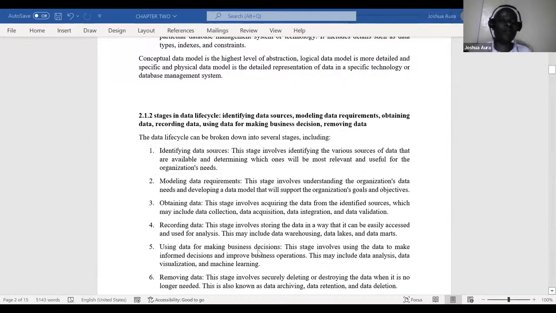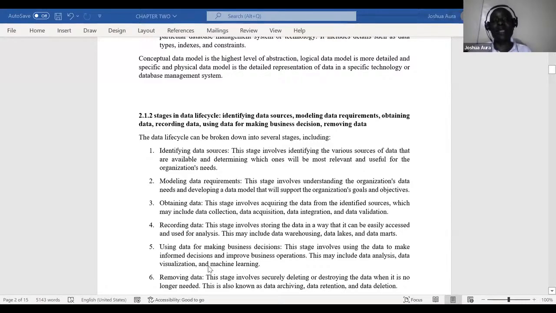Using now data for decision making, business decisions. This stage involves using the data to make informed decisions and improve business operations. These may include data analysis, data visualization, and machine learning. And then lastly, number six, we have removing data.